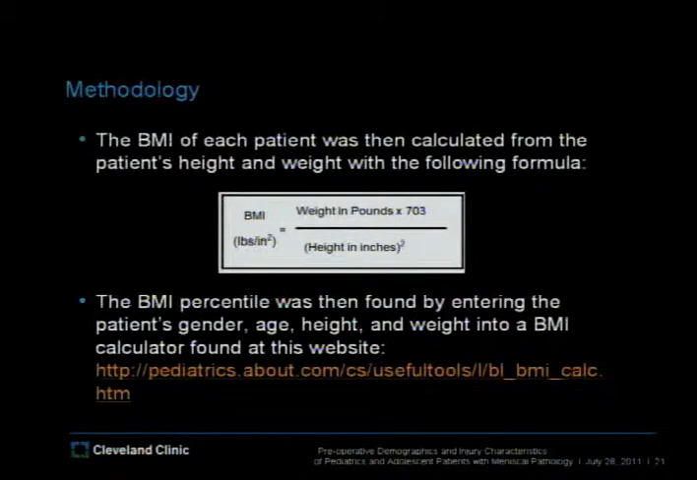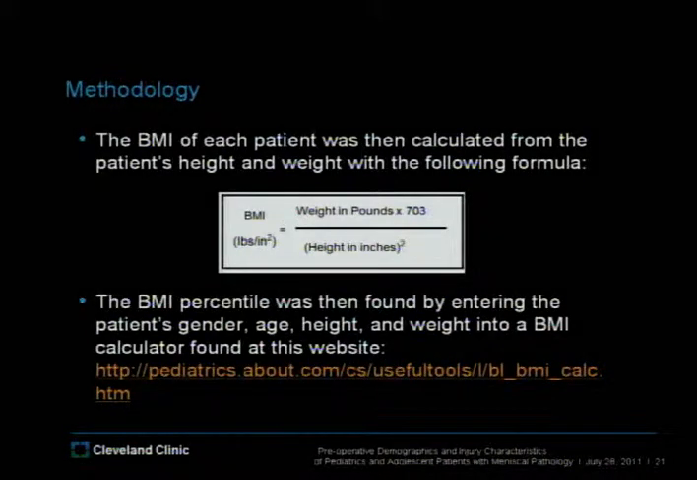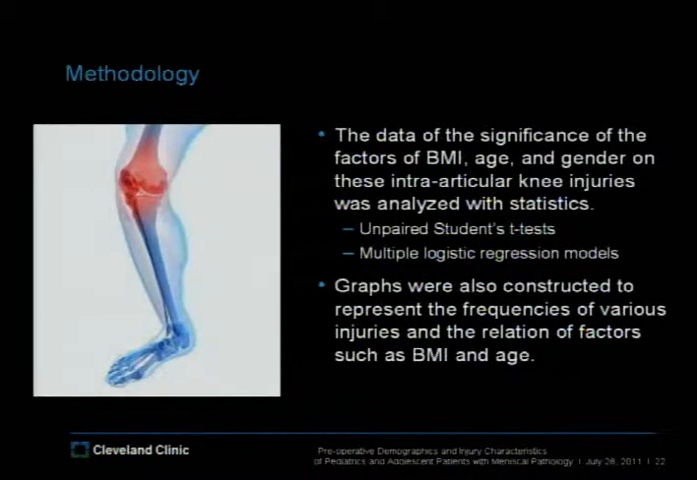This just is a chart equation that shows how you can calculate BMI. So you multiply your weight in pounds by 703 and divide it by your height in inches squared, and that way you can get your BMI number. And then you can find your BMI percentile by looking at the chart, but for this study, I went on a website that by entering the patient's gender, age, height, and weight into this BMI calculator, it told me the BMI and the BMI percentile, which was very convenient.